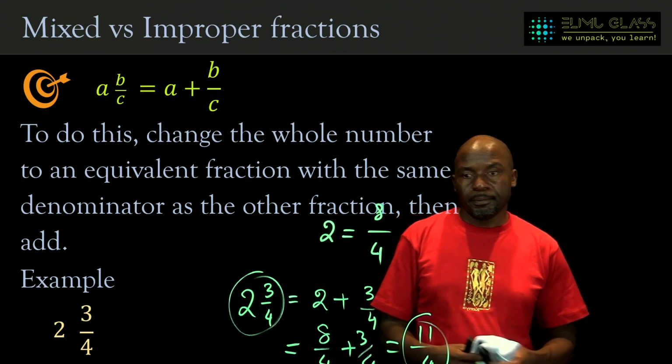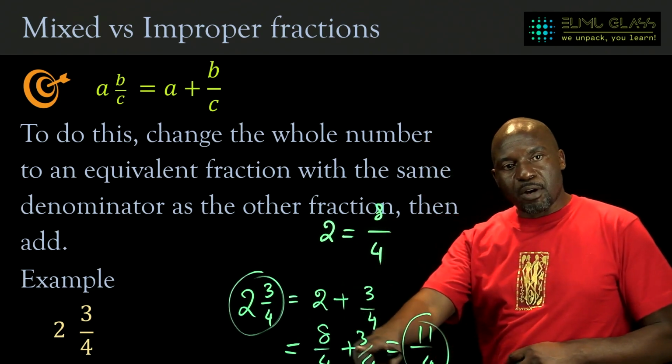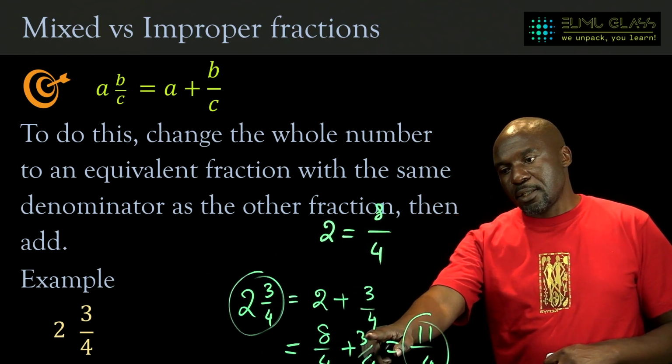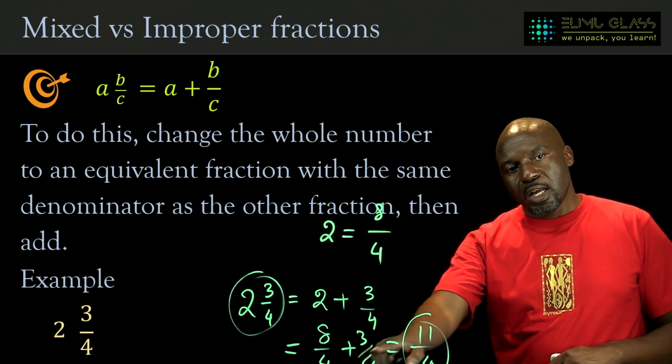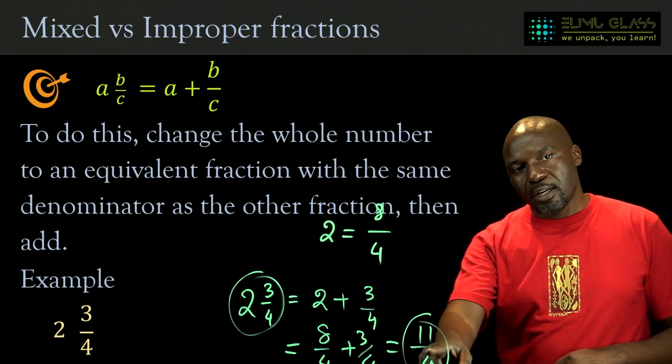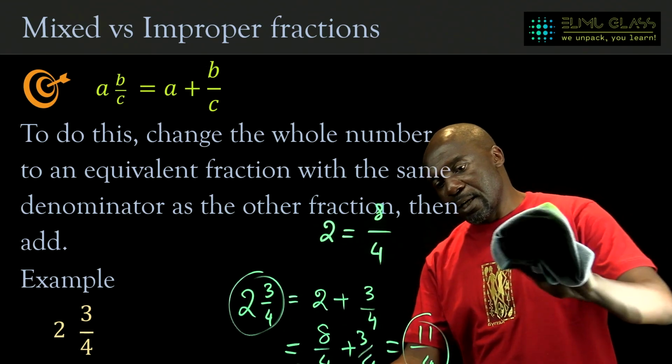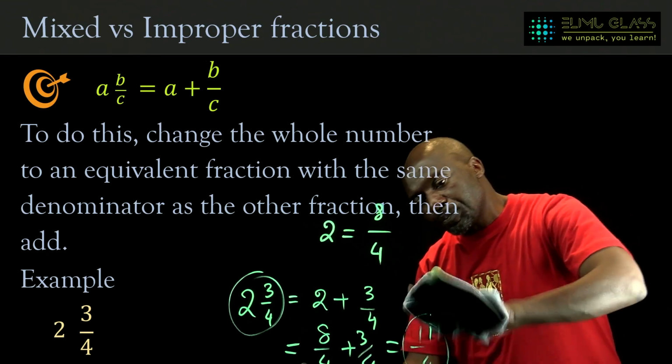Let's see that. I think this did not come out well. So this is 8 over 4 there, and this is 3 over 4, and this equals 11 over 4 there. Okay? Sorry that it's not appearing clearly.